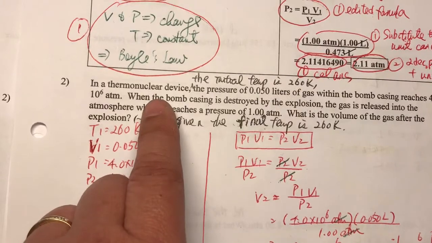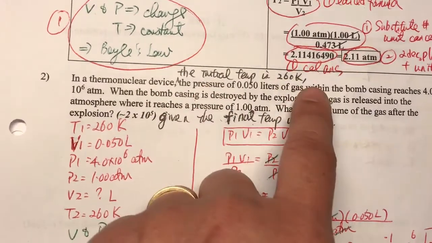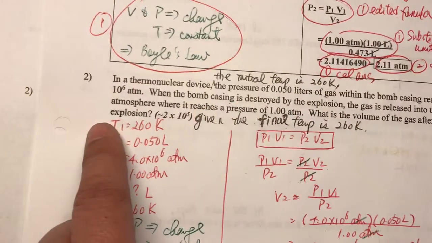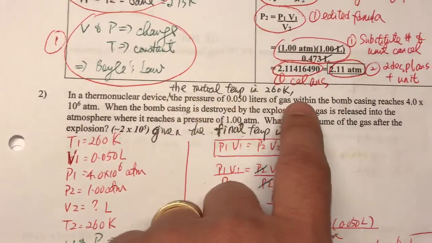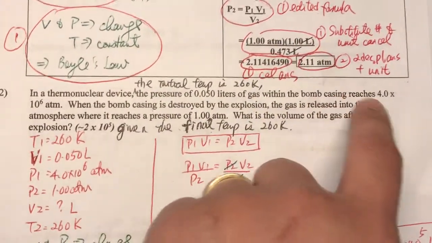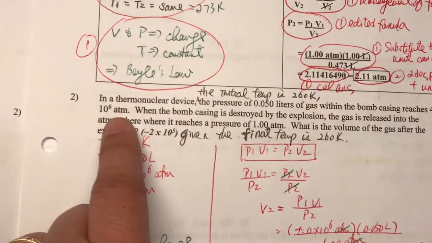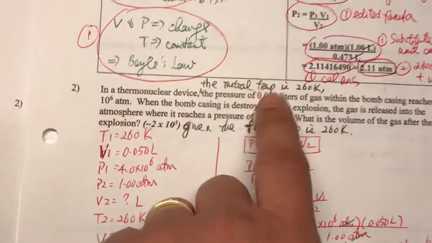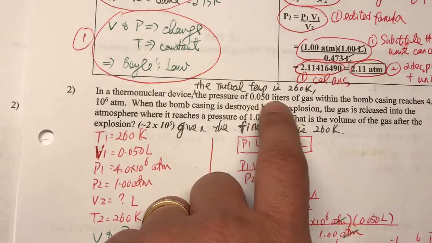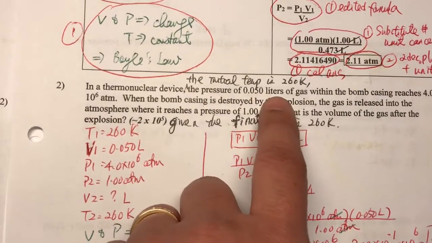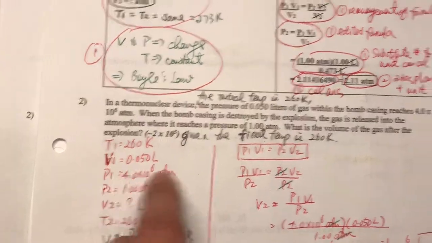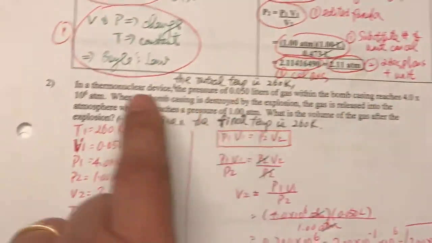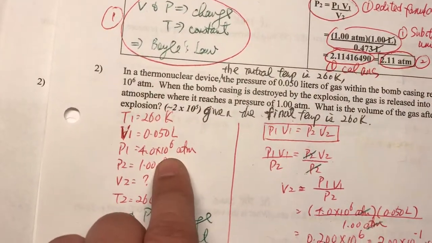In a thermonuclear device, the initial temperature is 260 K. So I can write T1 is 260 K. The pressure of 0.050 liter of a gas within the bomb casing reaches 4.0 times 10 to the power 6 atm. So here 0.050 is not pressure. This is liter. Okay, so read the question carefully, this is my V1. And then my pressure is 4.0 times 10 to the power 6 atm.